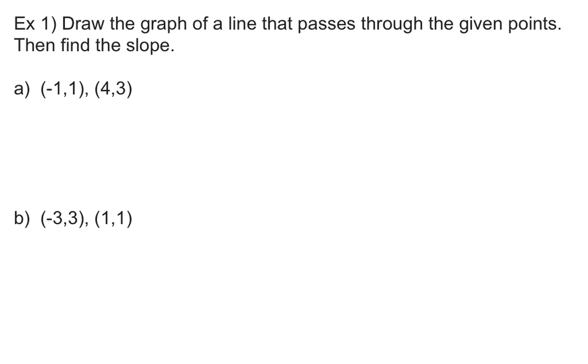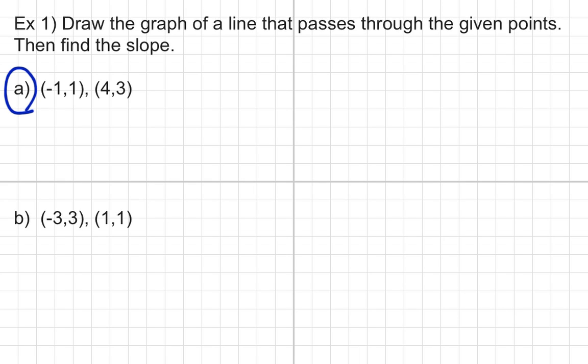So this is example 1. I got 2 of them here, but we're just going to do part A first. For part A, it says draw the graph of a line that passes through the given points, then find the slope. So we're going to do part A. I'm going to put my graph paper up here because we're going to need to do that. Okay, so it's saying that we have a line that passes through the given points.